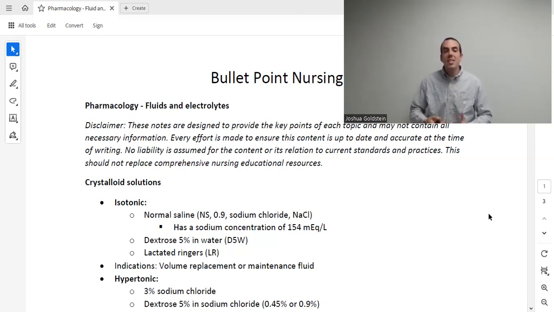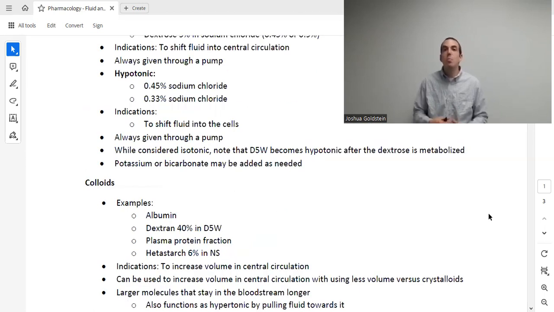The next type of fluids that we're going to go through are hypertonic solutions. Two examples here, 3% sodium chloride or dextrose 5% in sodium chloride. Pay careful attention. Dextrose 5% in sodium chloride is not the same as dextrose 5% in water. Dextrose 5% in sodium chloride, whether it's 0.9 or half normal saline, both of those are a hypertonic fluid. So what's going to happen with the hypertonic fluid?